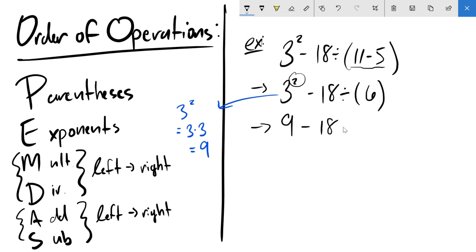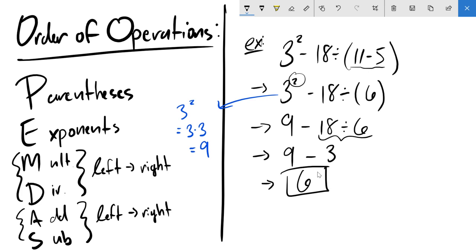And now, what are we down to? What should come next? Division, right? So there's subtraction and division here. We should take care of our division first. And so 18 divided by 6 is 3. Now we can finish it off. 9 minus 3 is 6. Okay. What questions do you have about that one? Any questions there? Following that, or why we did any of that stuff in order?